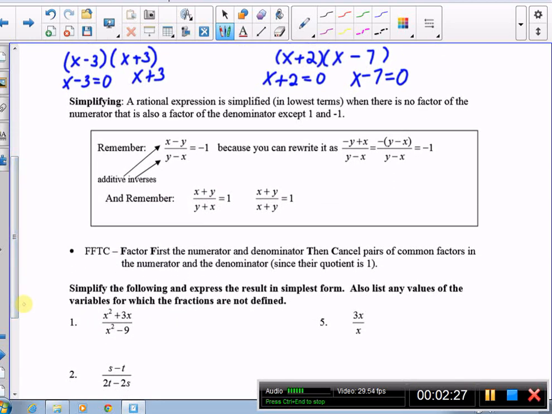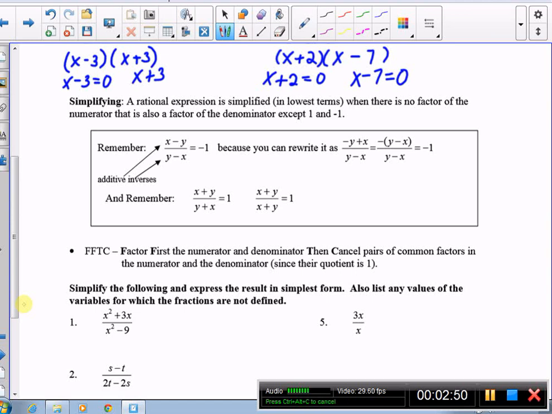Okay, now we're going to talk about simplifying. A couple of things you need to take a look at. If you have a numerator and denominator that are just reversed with a minus sign in between them, they will simplify to negative 1. You can determine that by plugging in some numbers. Think 3 minus 4 over 4 minus 3. That would equal negative 1.